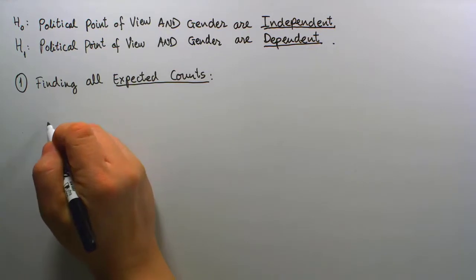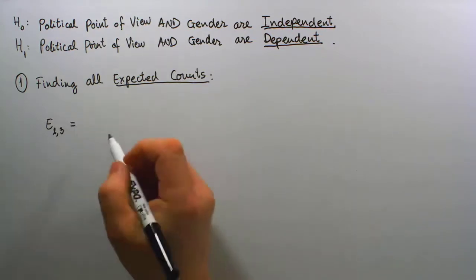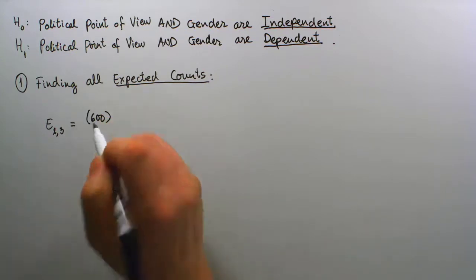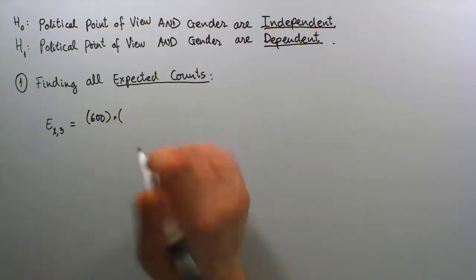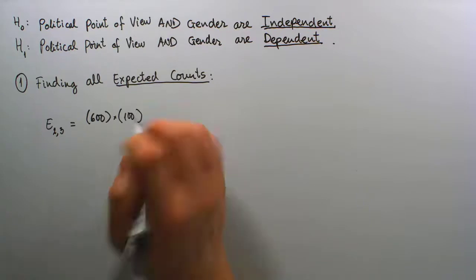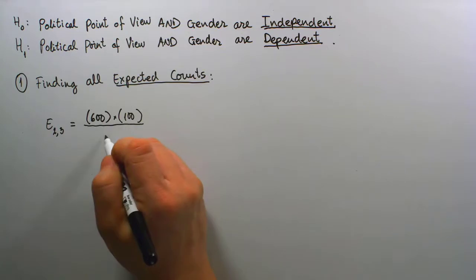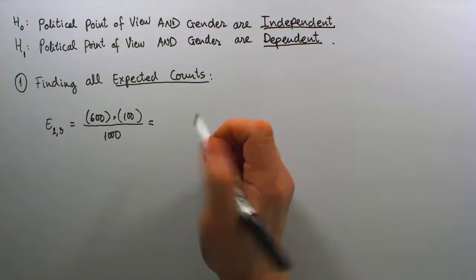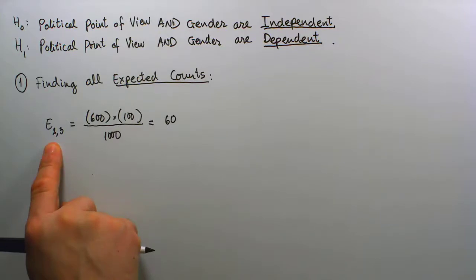Then we are now at the last expected count. Expected count for row 2, column 3. I have 600 for row 2 total. I'm going to multiply with 100 for column 3 total. And the product there I am going to divide by 1000. My final calculation came out to be 60 as the expected count for the entry in row 2, column 3.